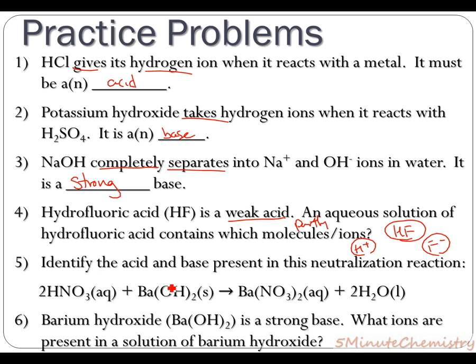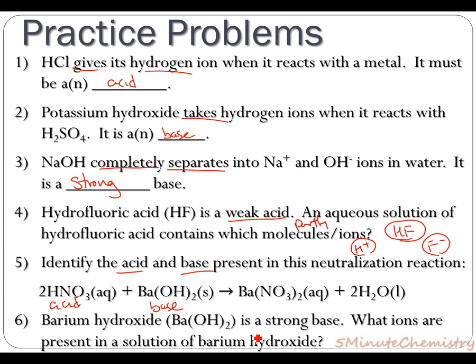Now identify the acid and base present in this neutralization. So HNO3, BaOH2, BaNO3 and 2H2O. Identify the acid and the base. Well, the acid is the one that gives its hydrogen. So my HNO3 is going to give away the hydrogen. This must be my acid. The BaOH2 is going to accept that hydrogen to form water. So this must be my base.